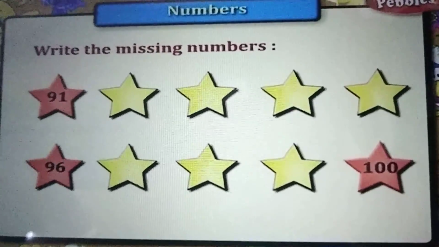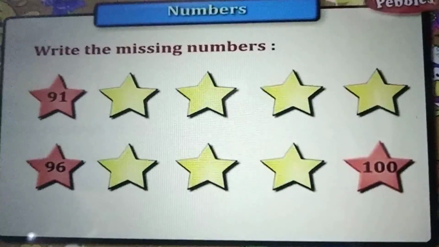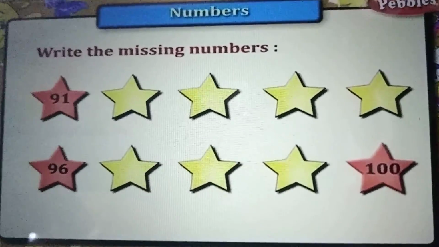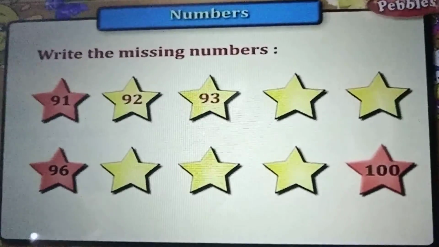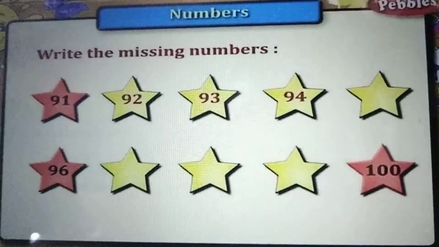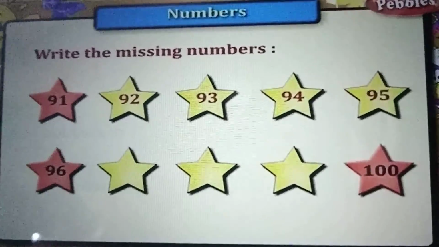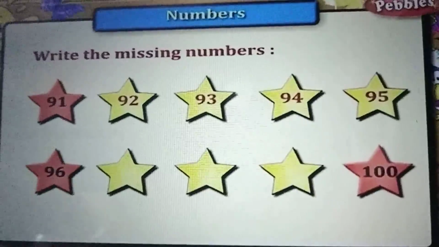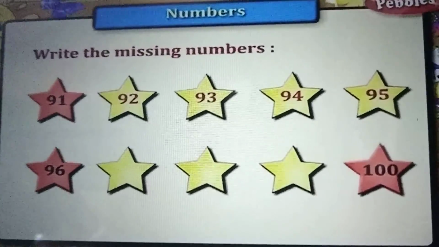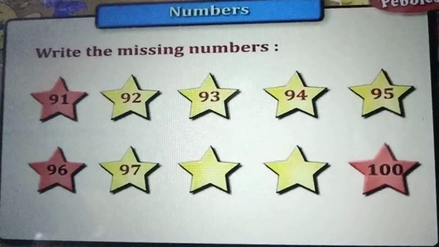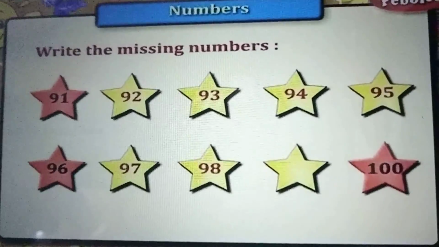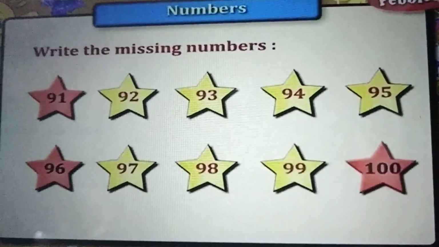Between 91 and 96, the missing numbers are 92, 93, 94, and 95. Between 96 and 100, 97, 98, and 99.